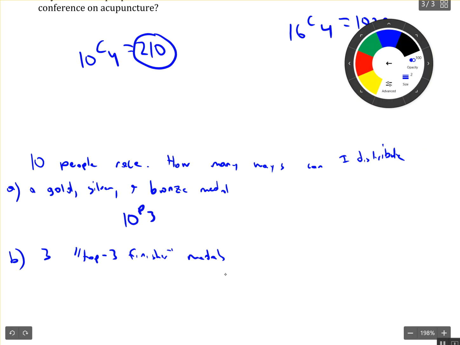And here, with the top 3 finisher medals, it doesn't matter whether I got first or third, I get the same medal. So that's going to be 10C3. So that's kind of a nice way of illustrating the difference there.